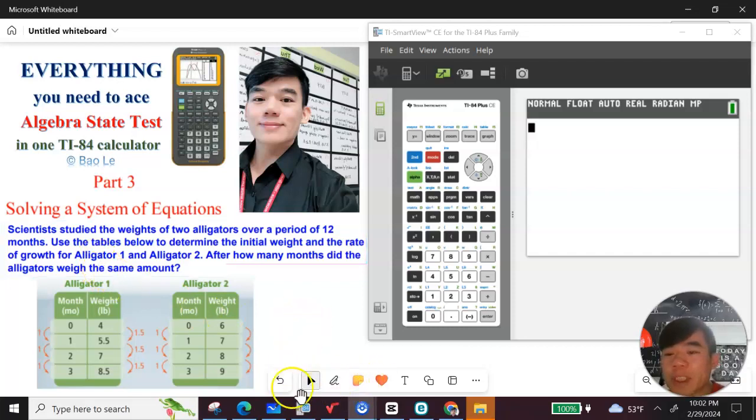Alright, so the question is: scientists study the weights of two alligators over a period of 12 months. Use the table below to determine the initial weight and the rate of growth for alligator 1 and alligator 2. After how many months did the alligators weigh the same amount? Okay, so given two tables right here, we need to determine if this is a linear function.